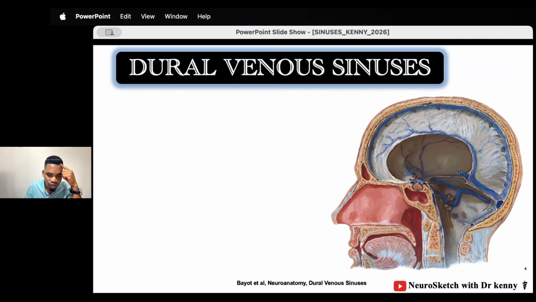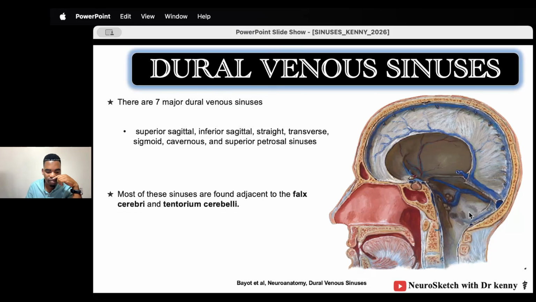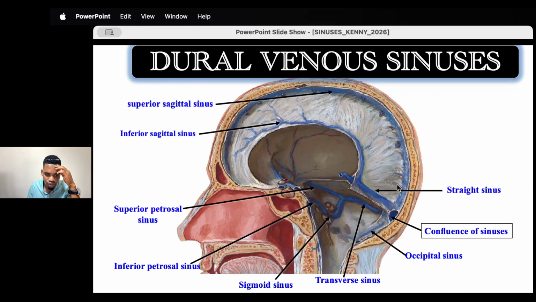Now, we have a lot of these sinuses, but the major ones are seven. Don't worry, we're going to discuss each one in turn. Most of these sinuses are adjacent to the falx cerebri and the tentorium cerebri. This is a snapshot of the sinuses that we're going to discuss today.